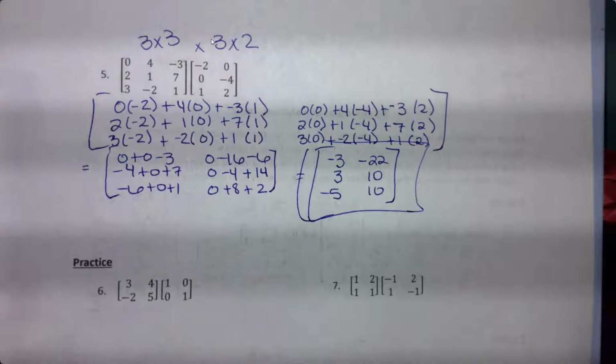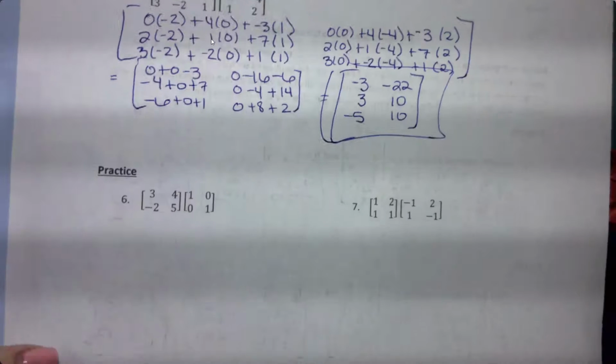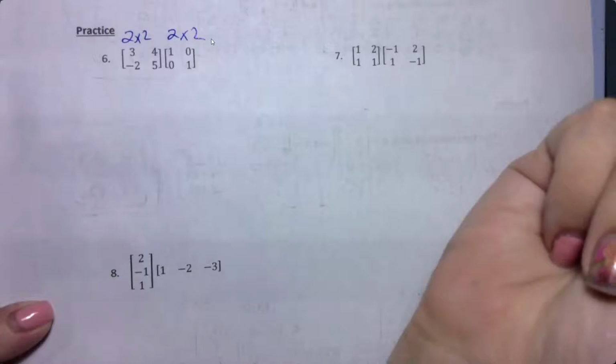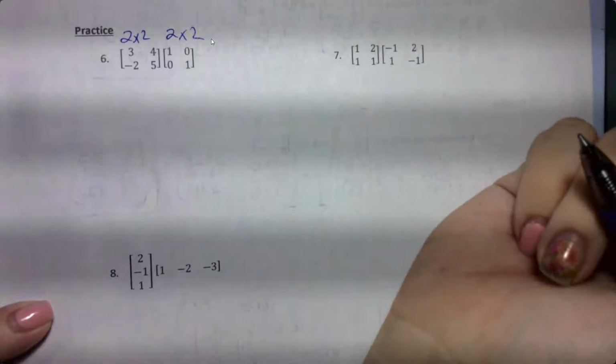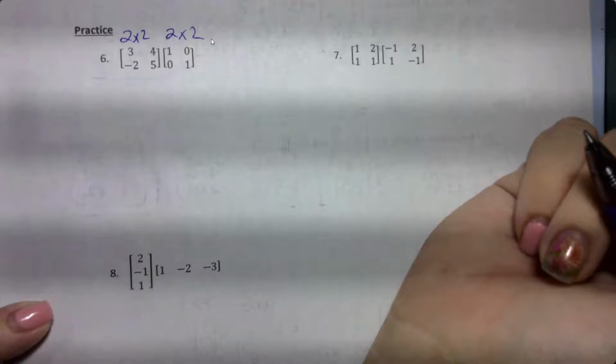So I'll pause the video, take a few minutes to work on 6 through 8. When you think you've got your answers, come back and check your work. Okay, so number 6 is a 2 by 2 and a 2 by 2. These can go together, so I can multiply them.